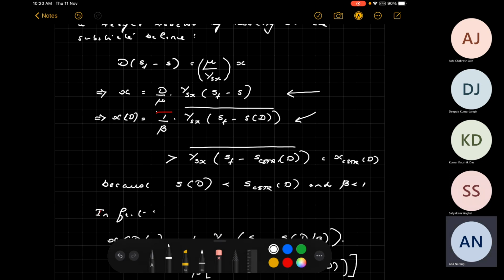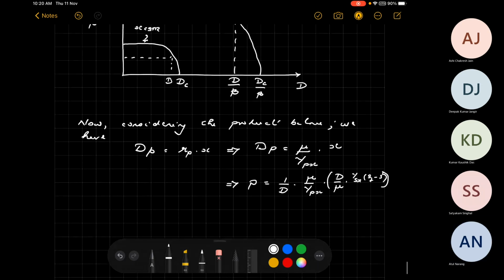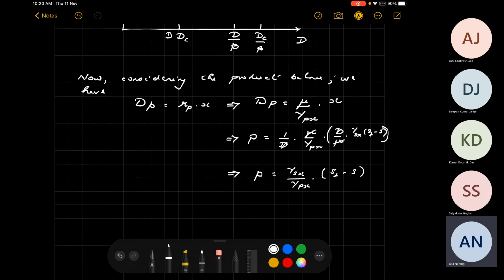We've already shown that x is equal to D over mu multiplied by Y_SX multiplied by (S_F minus S). Well, if that is the case, then D and D cancel out, mu and mu cancel out, and you end up with P in a recycle reactor is essentially Y_SX divided by Y_PX multiplied by (S_F minus S). But this ratio is basically equal to Y_SP multiplied by (S_F minus S).